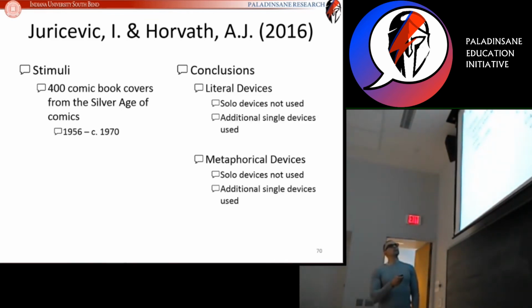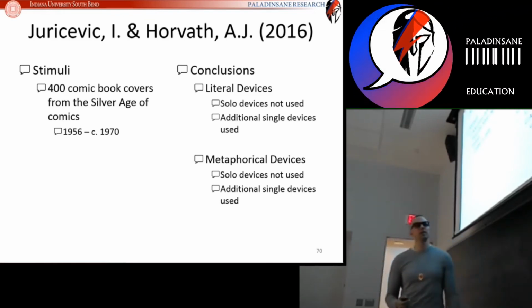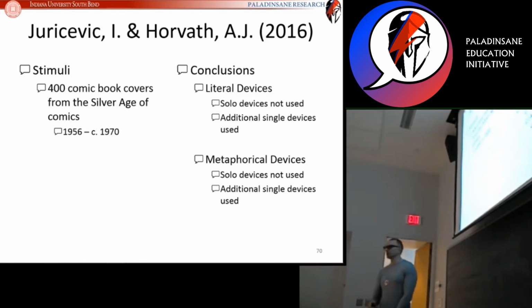For literal devices, if you add a single device to your picture, that improves your picture. So if you have no devices, but you add one device, that makes it better. If you got one device, but you add two devices, that makes it better. If you got two devices, but add three devices, that makes your picture better. So additional single devices are used. And for metaphorical devices, also additional single devices are used. Because remember that combination of two literal and one metaphorical, those kinds of pictures were used. So far, our minds are processing literal devices and metaphorical devices the same.